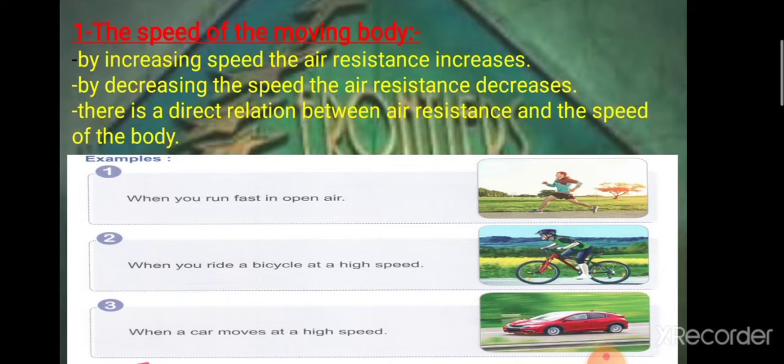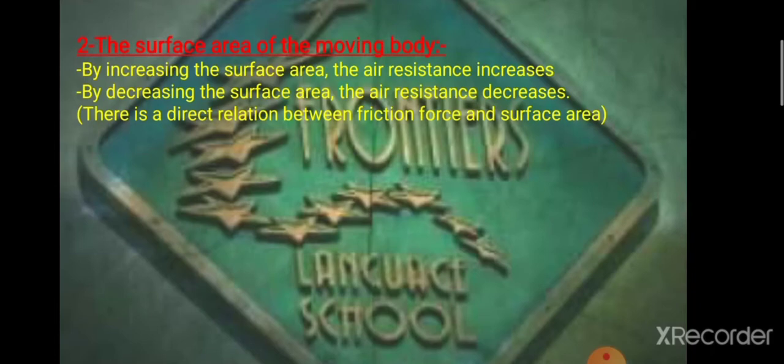So this means that what? This means that between the speed and the air resistance, there is a what? A direct relationship. And again, what do we mean by direct relationship? It means they change the same way. If the speed increases, the air resistance increases. If the speed decreases, the air resistance decreases. So there is a direct relationship between the air resistance and the speed of the body. The second factor that will affect the air resistance is the surface area.